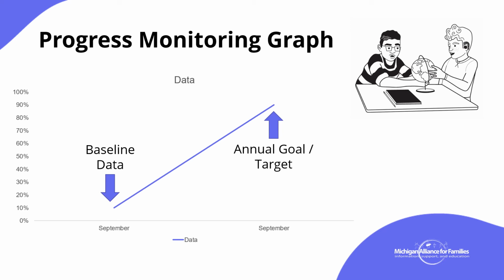What you see on the screen is a graph that represents how you could look at that data. So we know where we're starting, September when we're writing the IEP, and we know what the goal is a year from now, next September, when we'll be having our next annual IEP meeting.